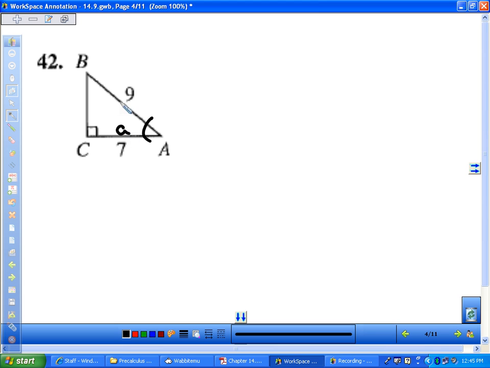That's the adjacent. 9 is the hypotenuse. So which trig ratio uses A and H? Cosine. So we'd say that the cosine of angle A would be equal to what over what? 7 over 9, A over H. So cosine A is going to be 7/9.